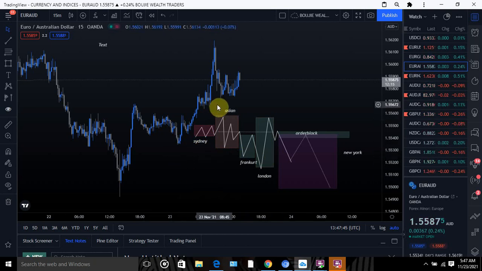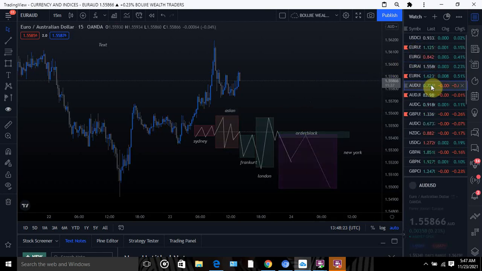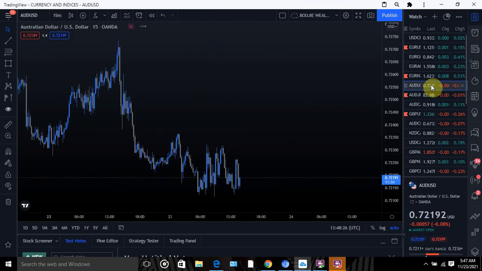The Sydney opens, then the Frankfurt breaks either the low or the high, depending on the direction. Then the London breaks the low and the high of the Frankfurt. Then on our way down, we create a point of interest. Then at a later stage, during the New York session, we respect it, then we drop. So let's check and see if the same thing applies on the chart.